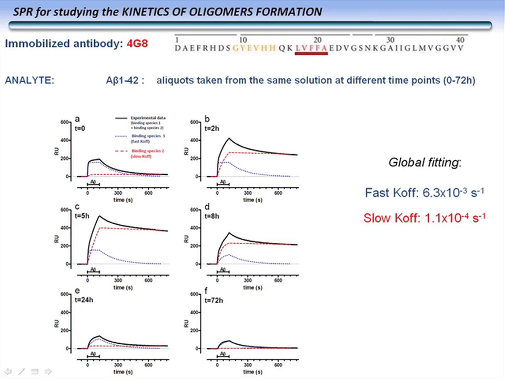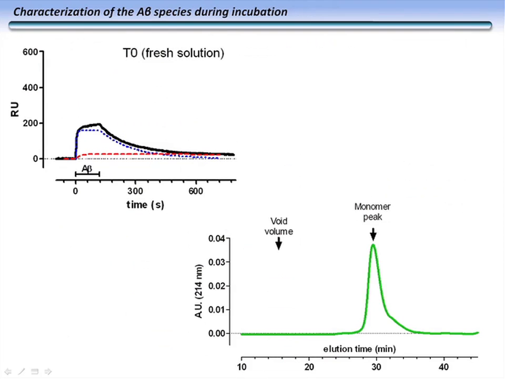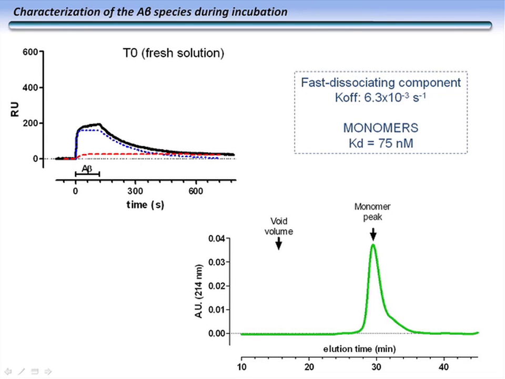We then tried to characterize the Abeta species corresponding to these fast and slow off-rate species. We used different chemical-physical and biochemical approaches to do that, but here I show you just studies with size exclusion chromatography, SEC.